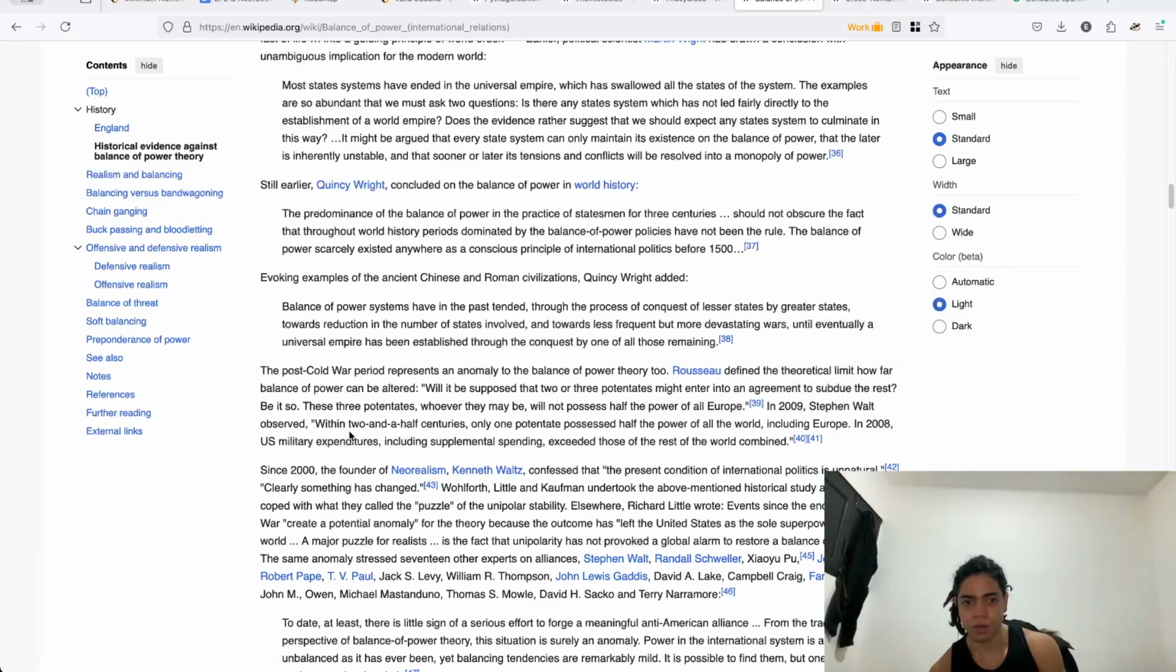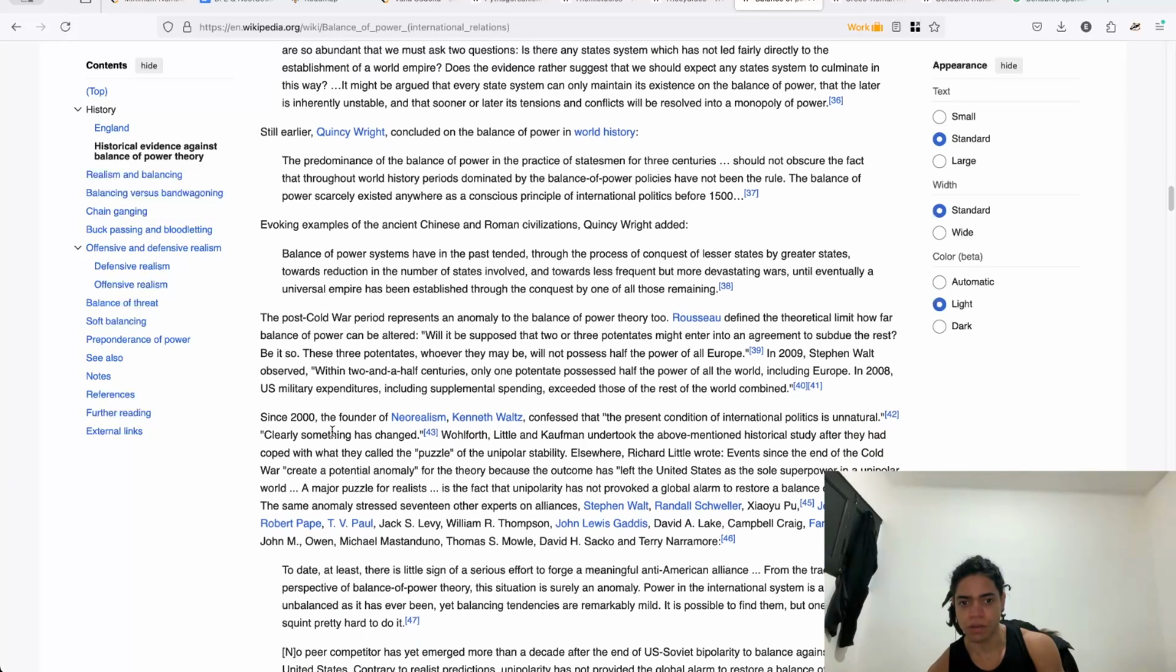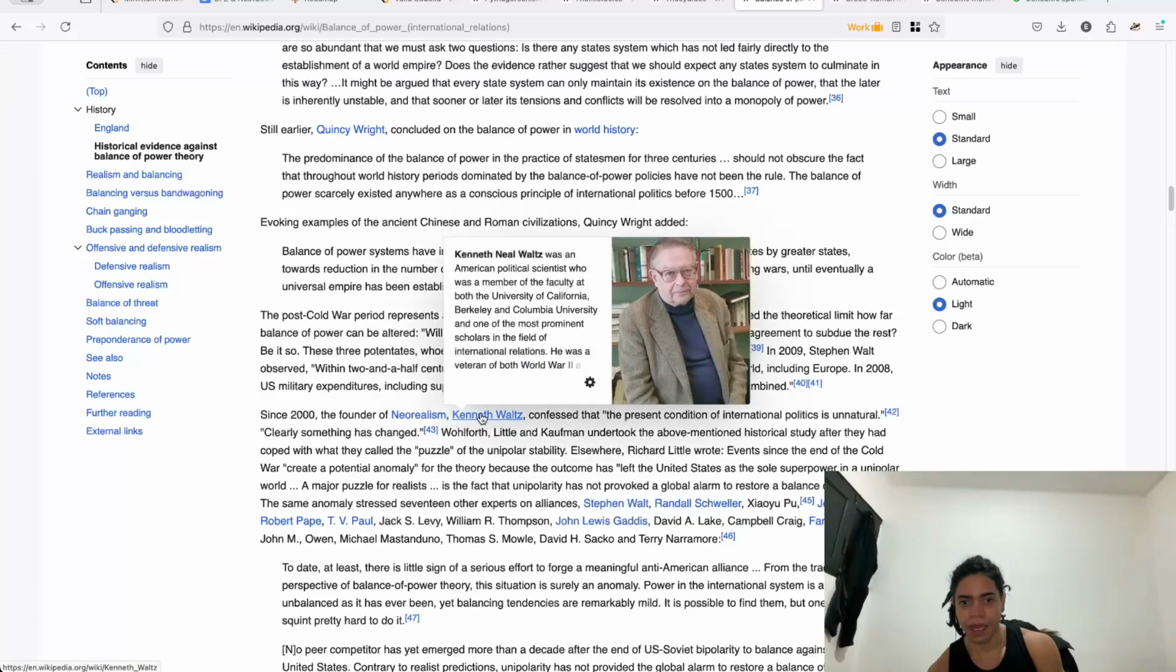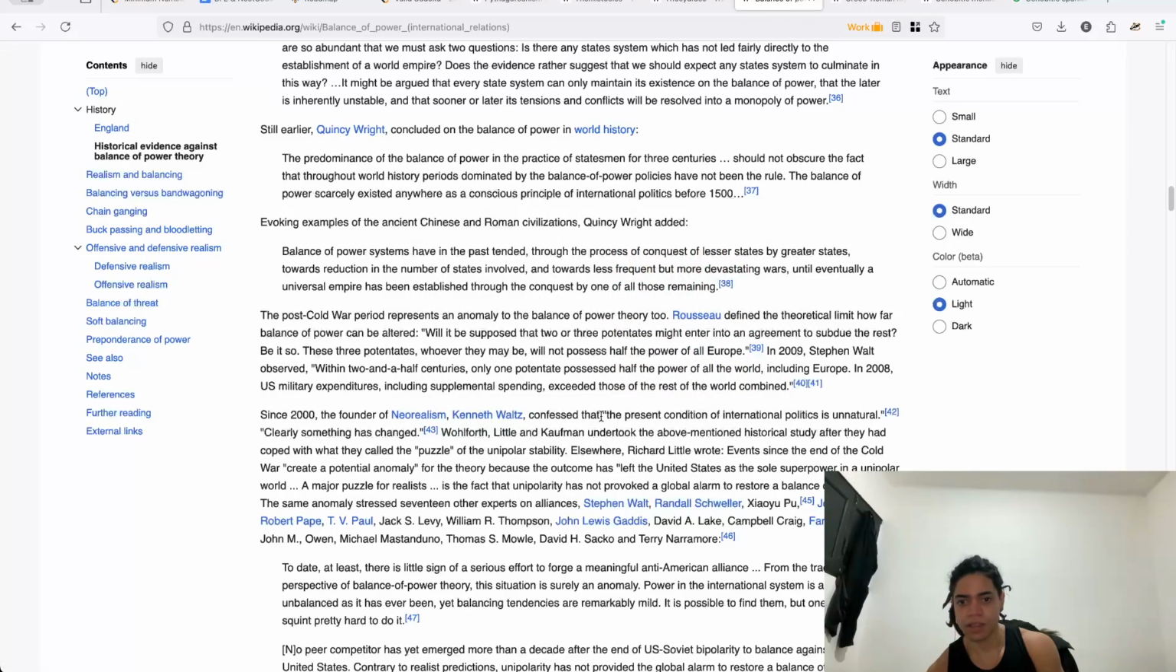In 2009, Stephen Walt observed that within two and a half centuries, only one potentate possessed half the power of all the world, including Europe. In 2018, U.S. military expenditure, including supplemental spending, exceeds that of the rest of the world combined. Since 2000, the founder of neorealism, Kenneth Waltz, American political scientist, confessed that the present condition of international politics is unnatural. Throughout history, yes. Clearly, something has changed.